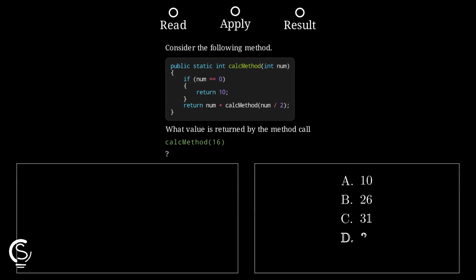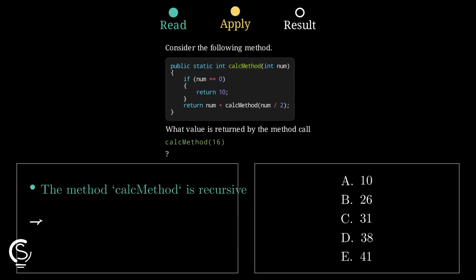Starting with 16, the method adds the current number to a new call with half that value. We keep dividing by 2 until we finally hit our base case of 0. The sequence of numbers added together will be 16, 8, 4, 2, and 1. When we reach 0, the method returns 10, which we must add to our running total here.